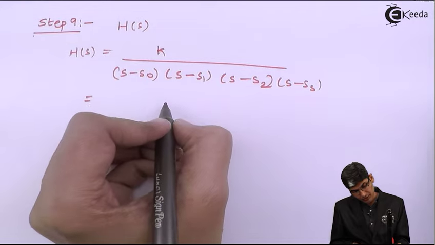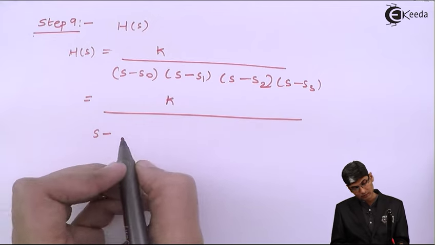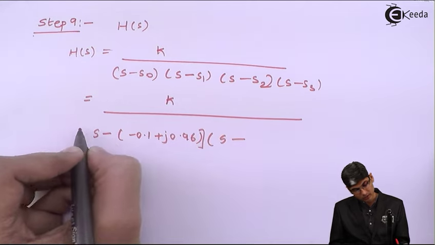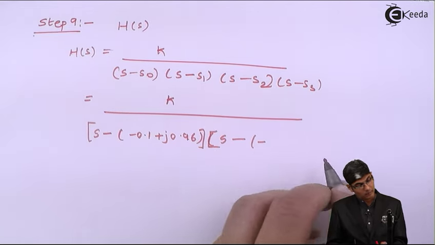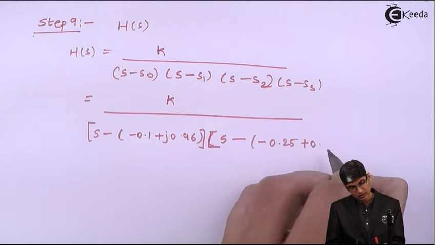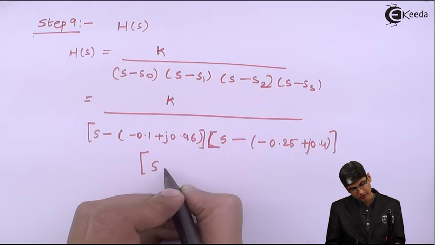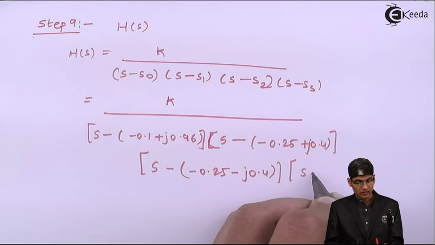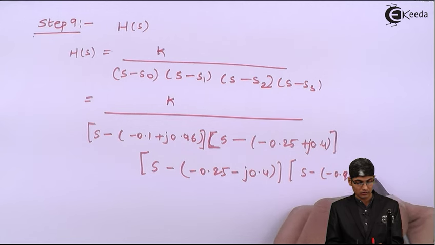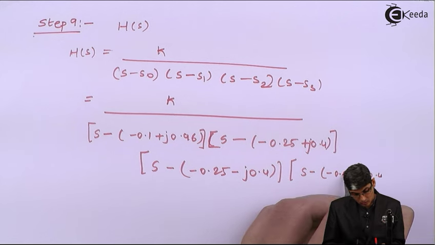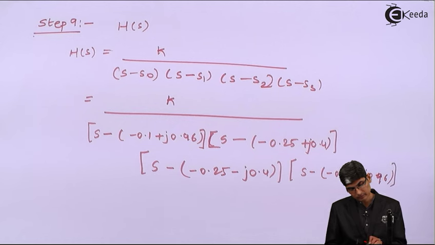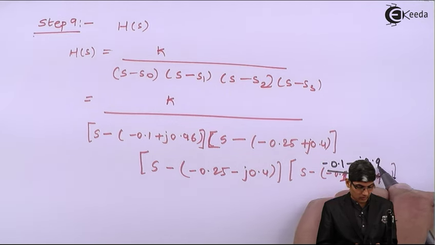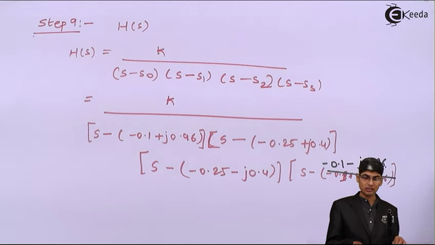Let us substitute. So k upon s minus, the first value is minus 0.1 plus j 0.96, into s minus, next term s minus minus 0.25 plus j 0.4, next term is s minus minus 0.25 minus j 0.4, and the last term is s minus minus 0.1 minus j 0.96. So this factor is minus 0.1 minus j 0.96, which is s of 3, the fourth pole.